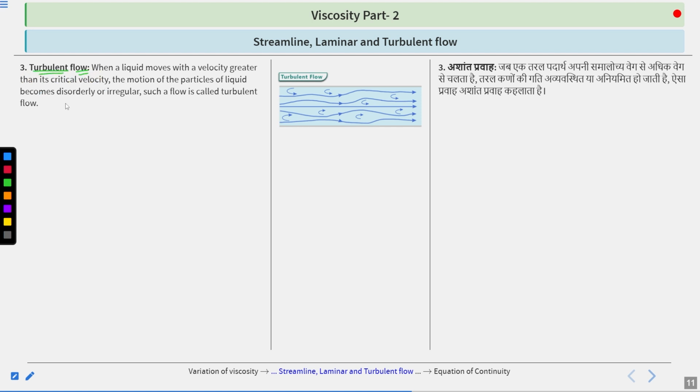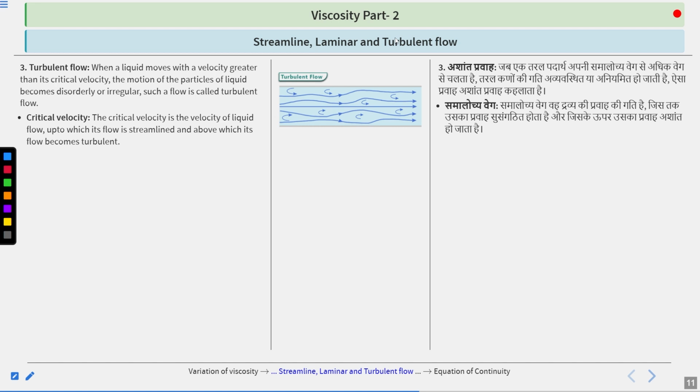Okay, so when a liquid moves with a velocity greater than its critical velocity, the motion of the particles of liquid becomes disorderly or irregular. Such a flow is called the turbulent flow. So now, the thing that I am saying you again and again is actually confirming here. When the velocity of liquid becomes greater than the critical velocity, the motion of particles of liquids is no longer in order or regular. They become disorderly or irregular. So then the flow becomes a turbulent flow. It is no longer a streamline or laminar flow, but now this is known as the turbulent flow.